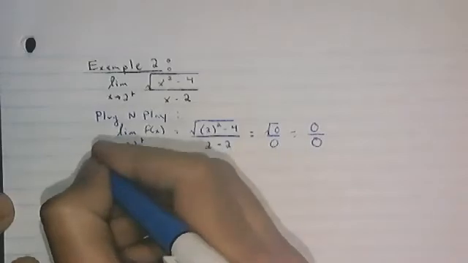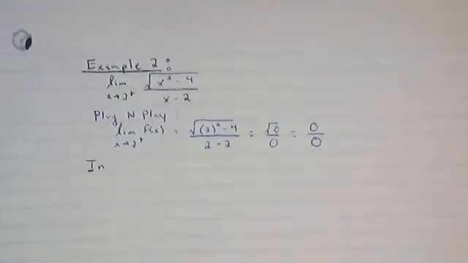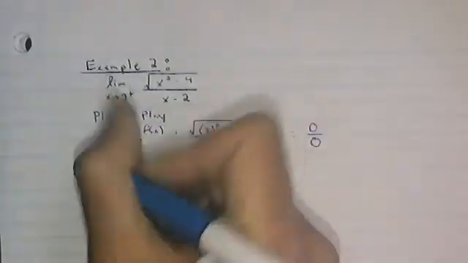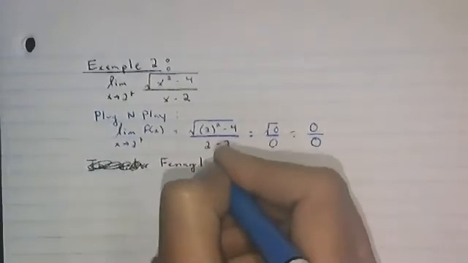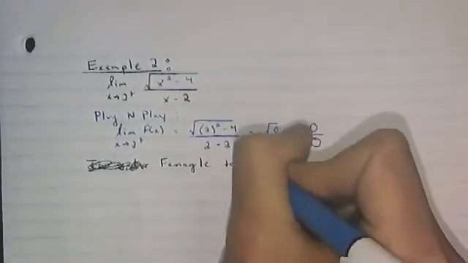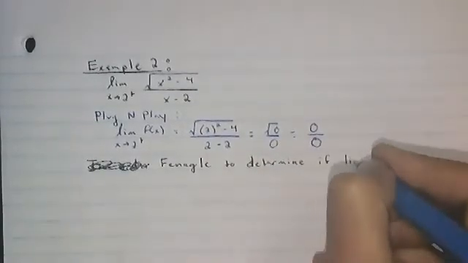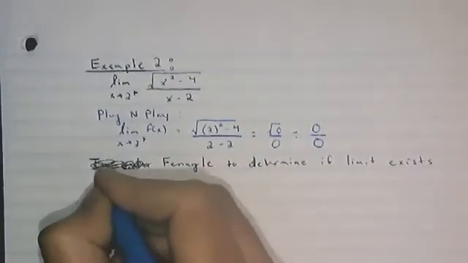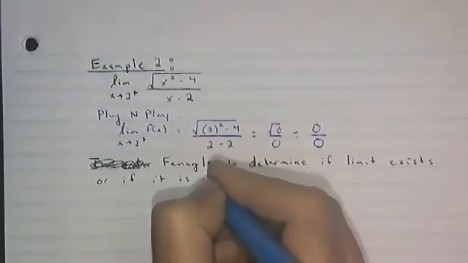Or to put it another way, because this is 1.7, if we're trying to do theorem 12, we need a constant on top. Okay. So in order, or actually, no, I'm not going to say that. We're just going to finagle, official math word, to determine if the limit exists or if it is an infinite limit.